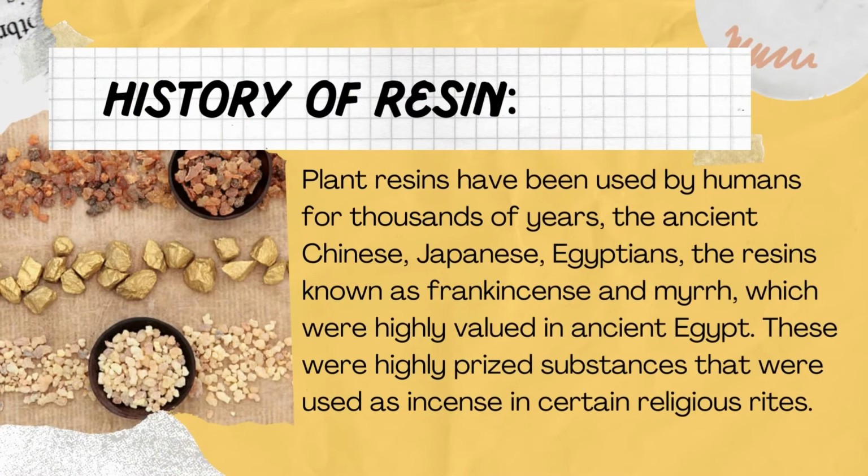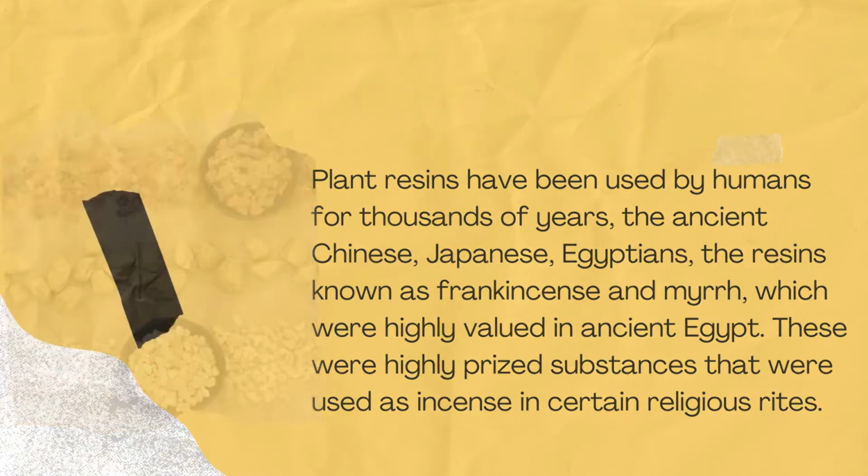Plant resins have been used by humans for 1,000 years. The ancient Chinese, Japanese, and Egyptians. The resin known as frankincense or myrrh were highly valued in ancient Egypt. These were highly prized substances that were used as incense in certain religious rites.